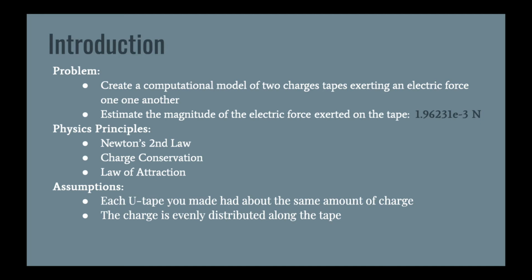In this lab experiment, which is similar to Lab 1, we are looking at the effects of charged U-tapes on one another. However, instead of viewing the excess charge as a point charge, we are observing it as a charge that is evenly distributed over the surface of the tape. The goal of this lab is to create a computational model of the experiment and to depict the electric fields and the different forces at play.